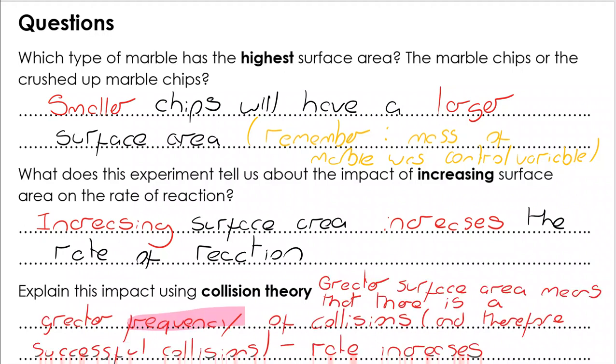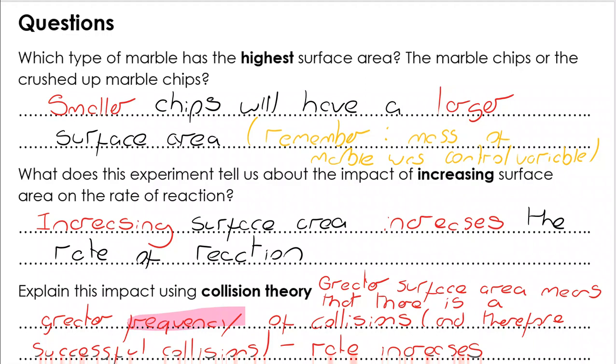And can we explain this impact using collision theory? Well, we spoke about the fact that in collision theory, particles must collide so that they can react, but they must collide with energy equal to or greater than the activation energy. If I increase the surface area, I am increasing, and there's a good key word here, I'm increasing the frequency of collisions. And if I increase the frequency of collisions, I'm also going to increase the frequency of successful collisions. That is, collisions with sufficient energy to result in a reaction.